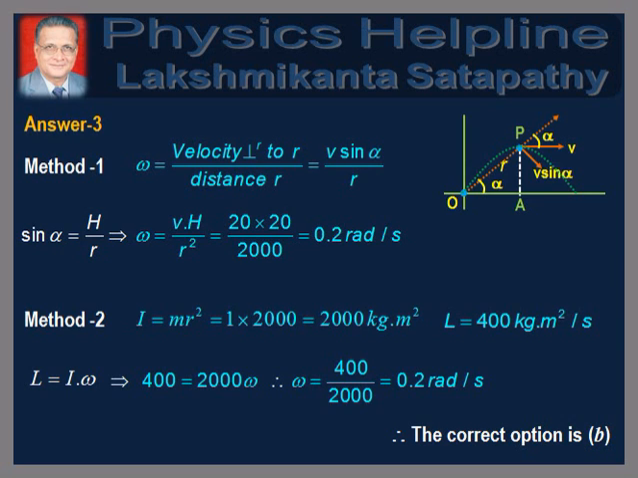Now, angular momentum, moment of inertia and angular velocity are related as L is equal to I omega. Putting the values, we get 400 is equal to 2000 into omega, which gives omega is equal to 400 divided by 2000, which is equal to 0.2 radians per second. Therefore, the correct option is B. This completes the answer to the question.